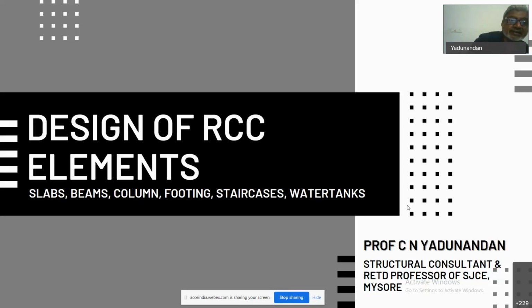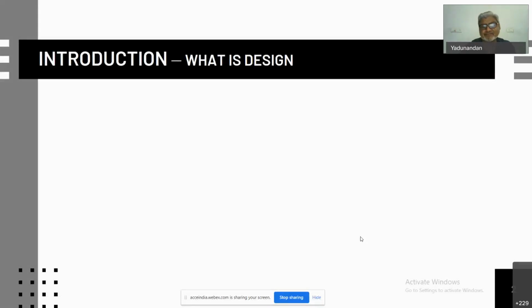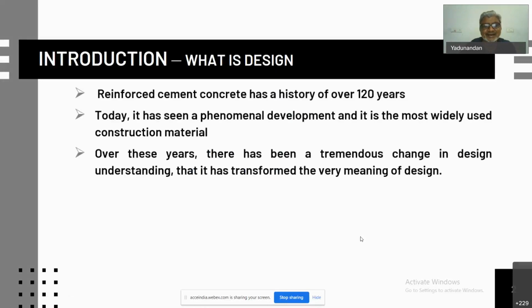With this, I begin my talk on the design of R.C.C elements, where we start with design. So let me go to the fundamental question of what is design, and then go ahead with the details about the design of various components.